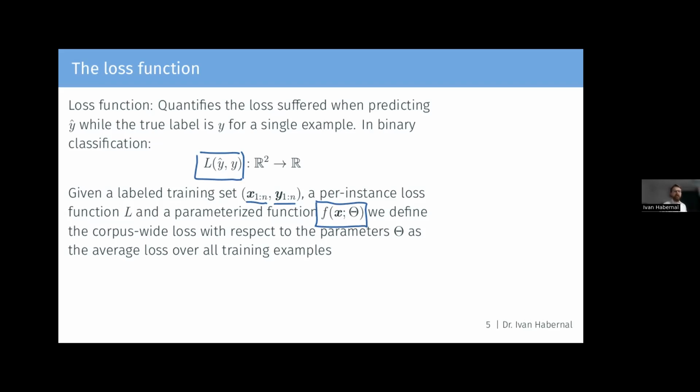We then define the corpus loss. So it's basically, for all training data with respect to the parameters theta, the average loss over all training examples.